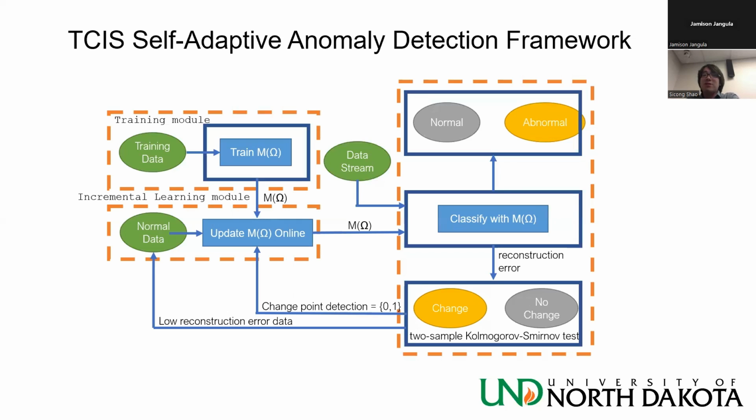The reason why we use lower reconstruction error samples to tune the autoencoder is that we don't want to use some abnormal, potentially malicious samples to tune the autoencoder, because the goal here is to do one-class learning based anomaly detection. We just want to learn the normal behavior.